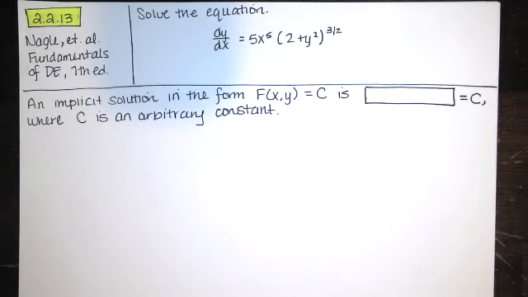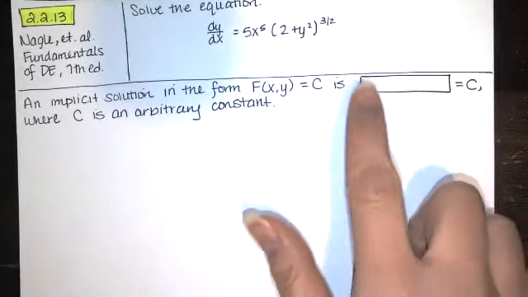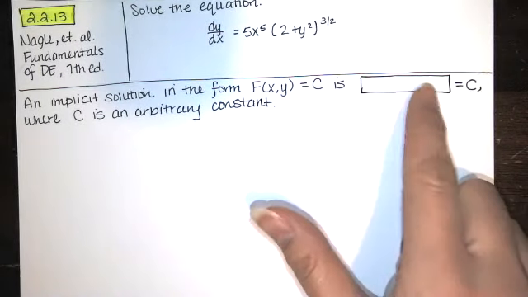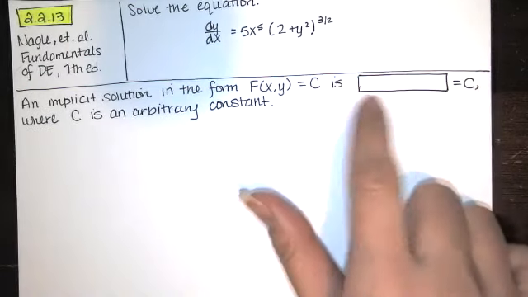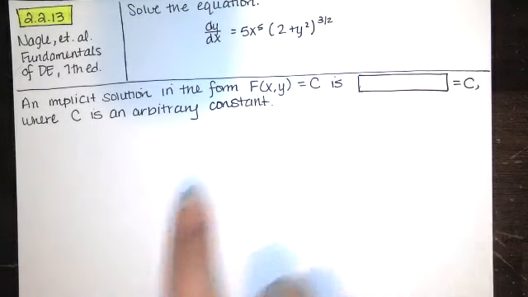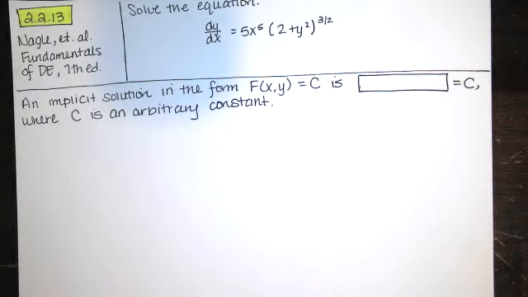In this video, we solve problem 2.2.13 from the Nagle Fundamentals of Differential Equations text, 7th edition. We're asked to solve this differential equation, and then the problem statement says an implicit solution in the form f of x, y equals c is this function equals blank, or this function equals c. So you have a blank equals c, so you're just going to find that function of x and y, where c is an arbitrary constant.